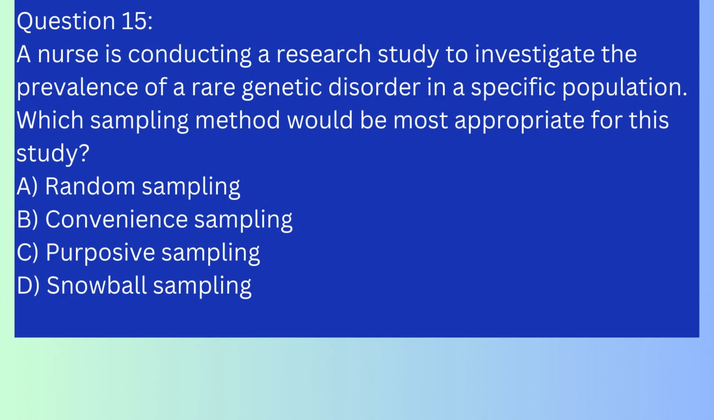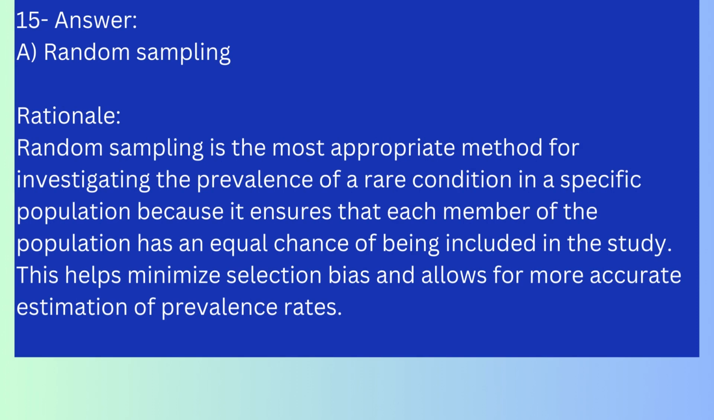Question 15. A nurse is conducting a research study to investigate the prevalence of a rare genetic disorder in a specific population. Which sampling method would be most appropriate for this study? A. Random sampling. B. Convenience sampling. C. Purposive sampling. D. Snowball sampling. Answer: A. Random sampling. Rationale.